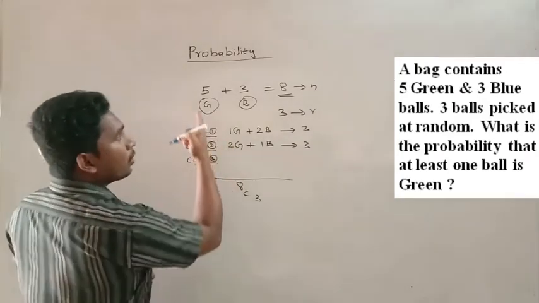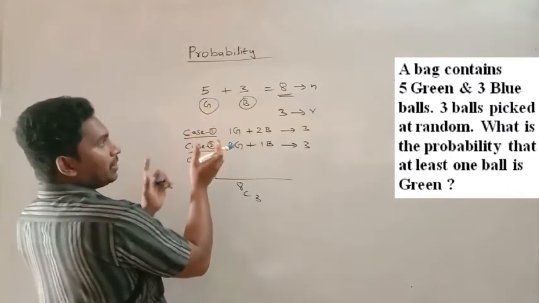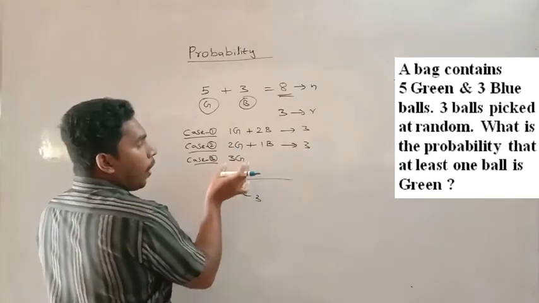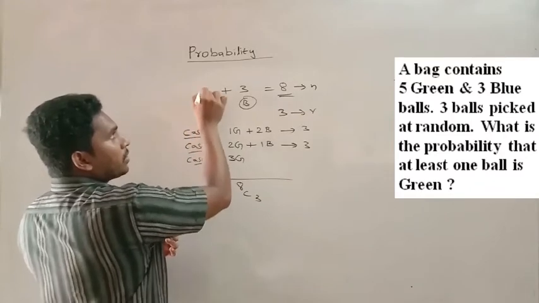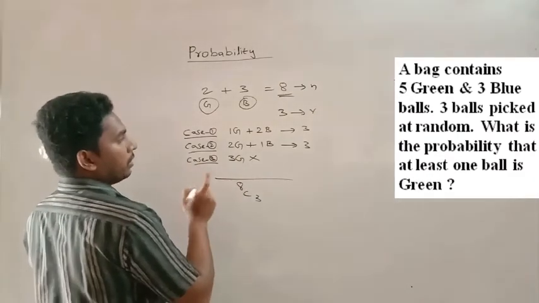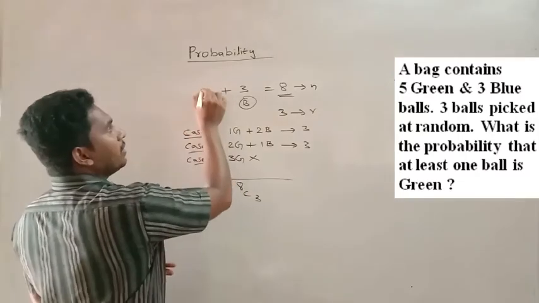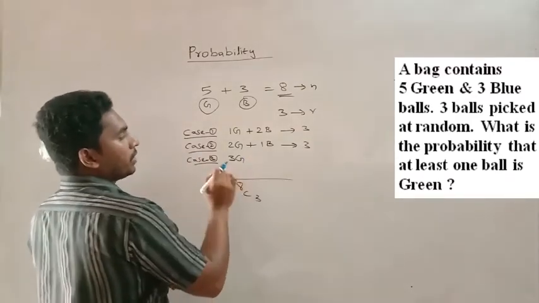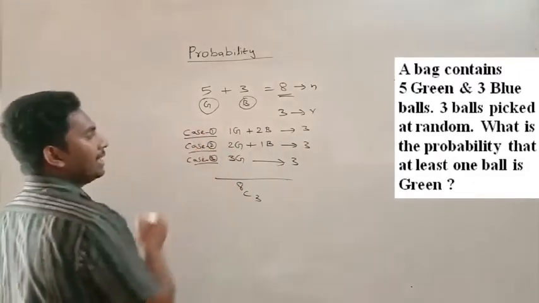How many green balls are there in total? 5. Suppose there were only 2 green balls, you could stop at case 2, because you can't take 3 balls out of 2. But as there are more green balls here, you can take 3 balls, and all 3 balls can be green. You have to make sure whether this value is more than or equal to the number you need. Here there are 5 green balls, so you can comfortably take 3 green balls out of the 5, and you need not take any blue ball. So these are all the 3 cases that are possible.